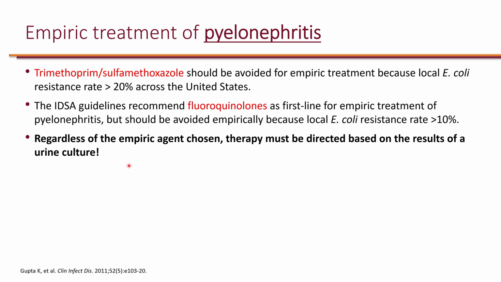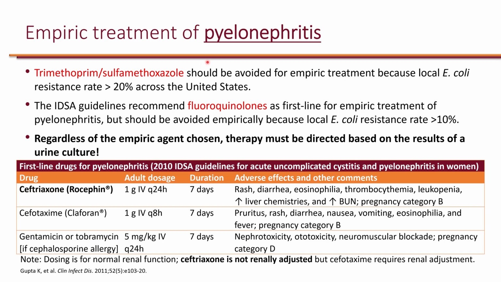Now, regardless of the empiric agent chosen, therapy must be directly based on the results of a urine culture. So it's extremely important because pyelonephritis is a relatively more severe infection, and it can lead to bacteremia, which can become a pretty severe infection. So here are the first-line drugs for pyelonephritis per 2010 IDSA guidelines. Essentially, for the most part, ceftriaxone is what's commonly used. It is very affordable and it's easy to use.